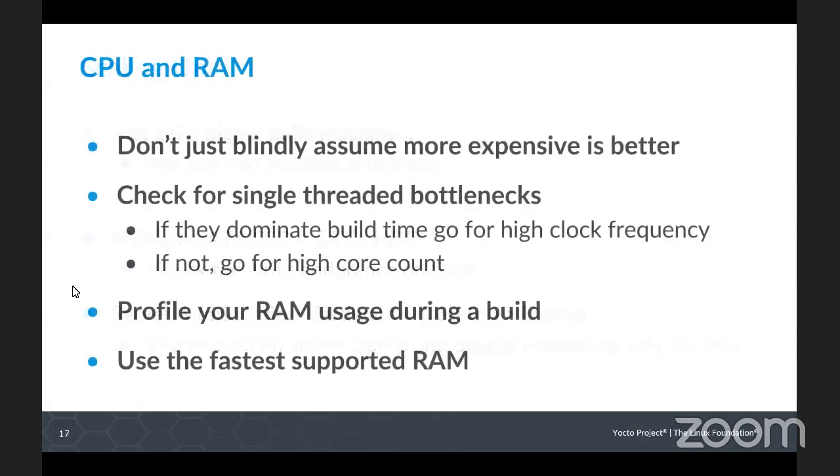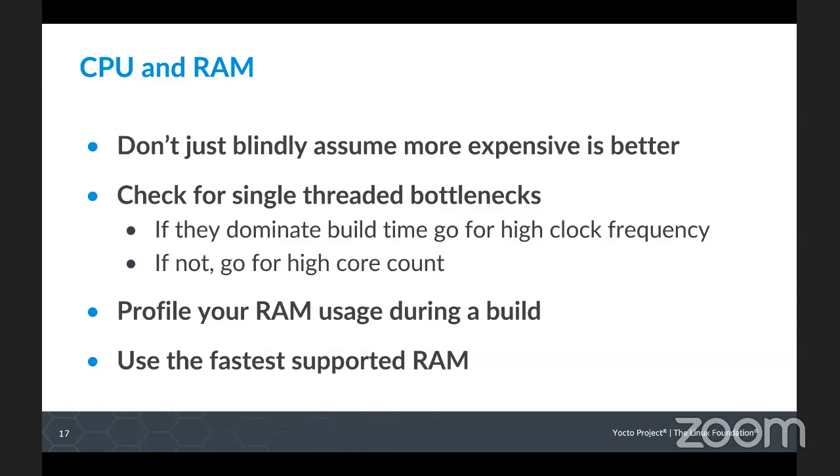If we look at the CPU and RAM requirements, as I say, don't just blindly assume that the more expensive component you can buy is going to be the better component. Look at your build, profile it. Look at the RAM that's being used. Look at the CPU usage over time. Look at whether all that usage is concentrated on one core or spread across the cores.